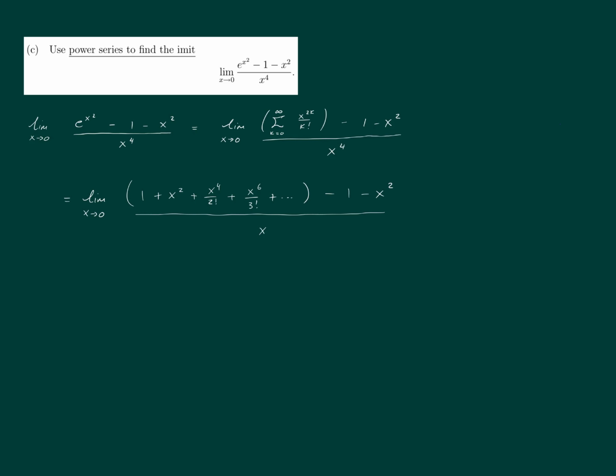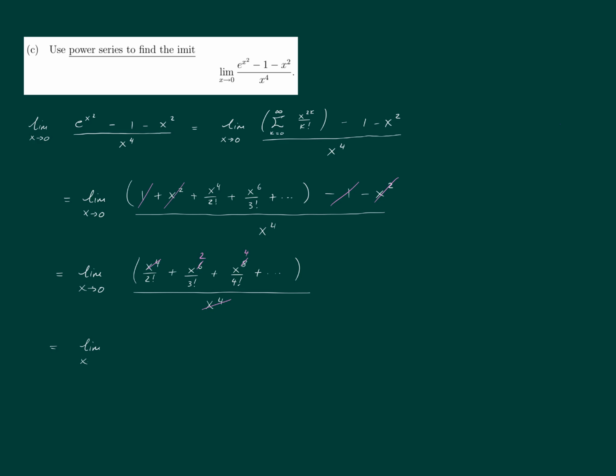Now, as this is a convergent series, I can cancel these terms. So I can cancel this minus 1 with this 1. I can cancel this x squared with this x squared. And I'm left with the limit of x to the 4 over 2 factorial plus x to the 6 over 3 factorial plus the next term would be x to the 8 over 4 factorial plus dot dot dot, all divided by x to the 4. Now, x to the 4 will divide into this. We'll kill this x to the 4, it'll leave an x squared once we divide into the x to the 6, and it'll leave an x to the 4 once we divide into the x to the 8.